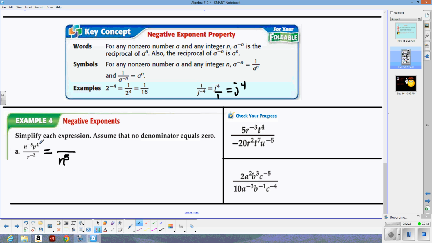Now the p, there are no other p's to simplify that with, so I'm going to leave the p to the fourth right where it is, because it is happy with a positive 4. This r to the negative 2 power is unhappy where it's at. We need to put it to its happy place. We have to move it upstairs or do the reciprocal, which would put it from downstairs upstairs. So that r is going to come up here. So p to the fourth r squared over n to the fifth.